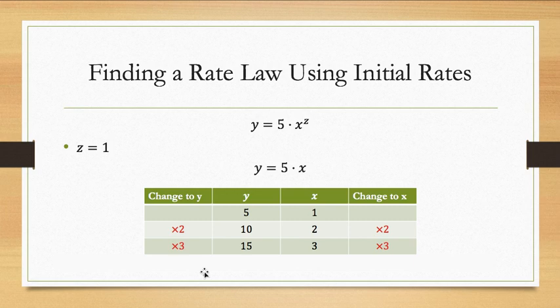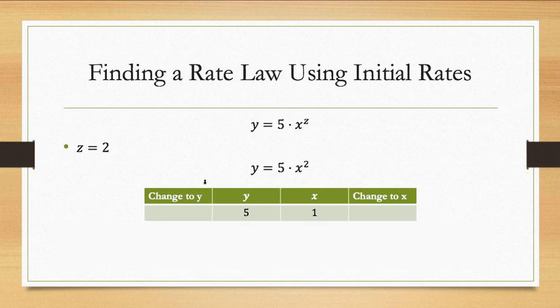This is what happens when the order in this case is 1. If x was 4 times the original value, we'd get 4 times the value for y. Now let's look at z equal to 2, so y equals 5 times x squared. When x is equal to 1, y is equal to 5. Now let's see what happens when x doubles: we get 2 squared times 5, which is 20.